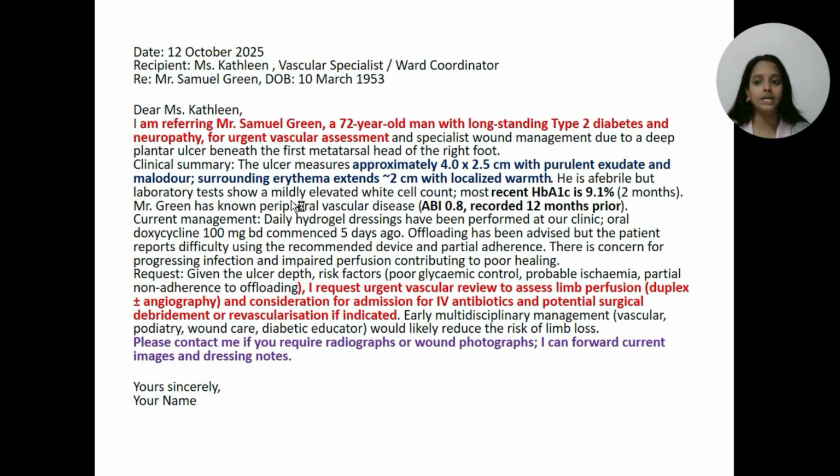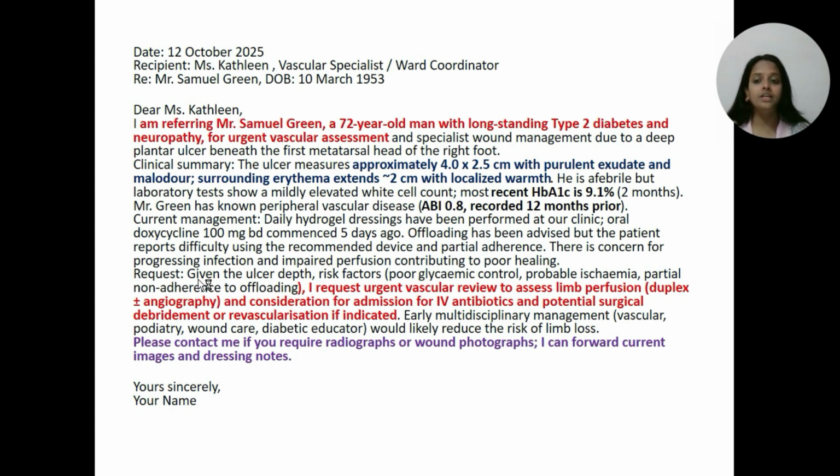He is afebrile, but laboratory tests show a mildly elevated white cell count. Most recent HbA1c is 9.1. Mr. Green has known peripheral vascular disease, ABI 0.8, recorded 12 months prior. Current management: daily hydrogel dressings have been performed at our clinic. Oral doxycycline 100 mg was commenced 5 days ago. Offloading has been advised, but the patient reports difficulty using the recommended device and partial adherence. There is concern for progressing infection and impaired perfusion, contributing to poor healing.